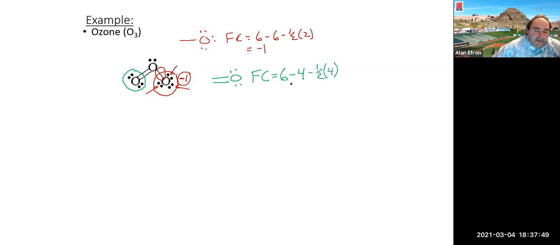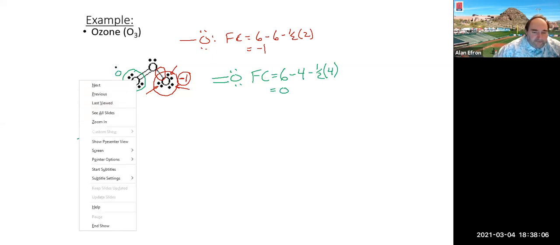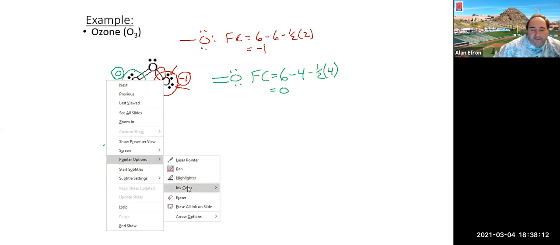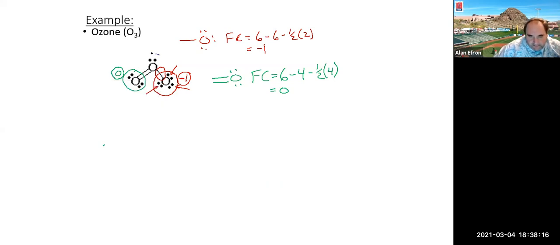And that is 6 minus 4, which is 2, minus 1/2 of 4, which is 2. That means that in this situation, the double bonded oxygen is feeling 0 in terms of its formal charge. Question on that calculation there? And we could also do it for the very last oxygen that I kind of scribbled all about.